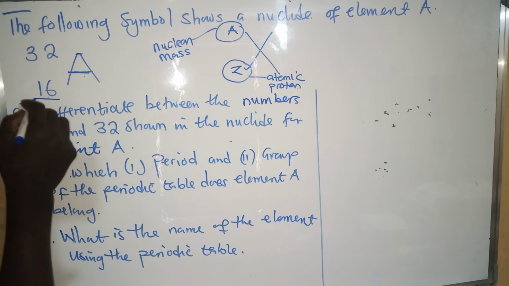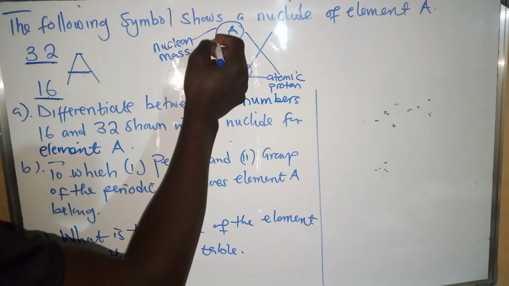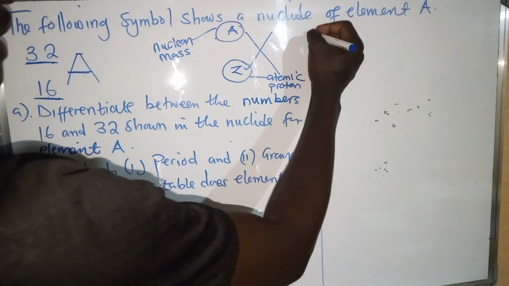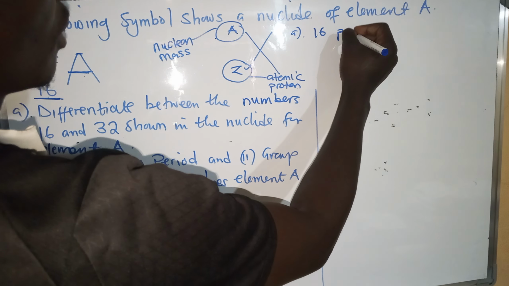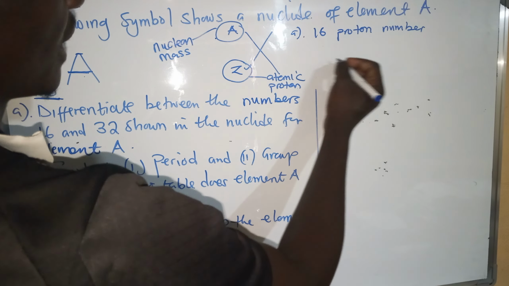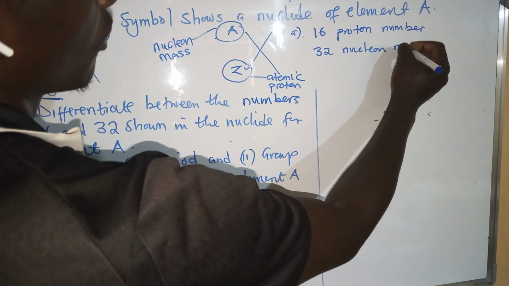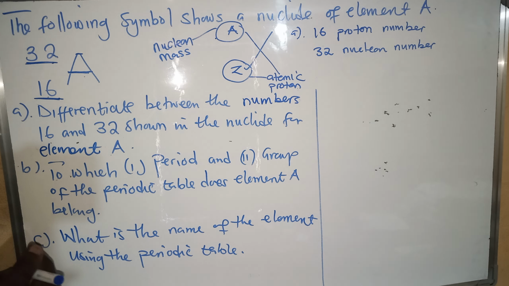Now, since we have 16 and 32, what are we saying? This 32 here is being represented by A. The 16 is being represented by Z. So to answer our question, 16 is the proton number, or atomic number. And 32 is the nucleon number, or what we can say as the mass number. Then you get yourself the mark that you need to get. I hope it's clear on the first question.